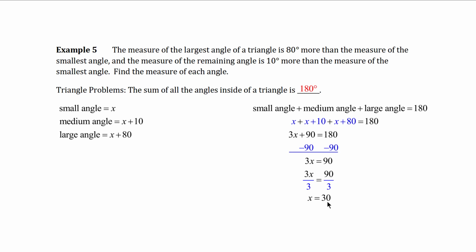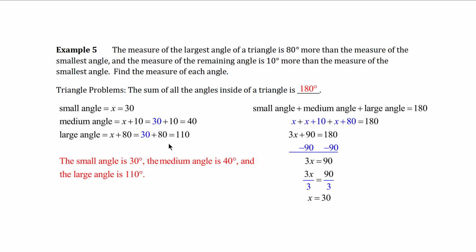So that means that my small angle is equal to 30 degrees. For our medium angle, this is x plus 10. We just plug in 30 for x. We get 30 plus 10 is 40. And our large angle is equal to x plus 80. So we substitute in 30 for x. We get 30 plus 80 equals 110. Our final answer is that the small angle is 30 degrees, the medium angle is 40 degrees, and the large angle is 110 degrees.